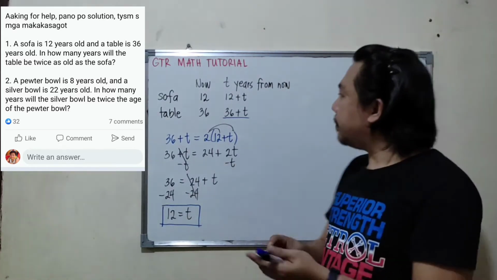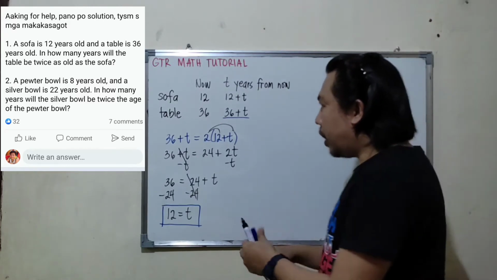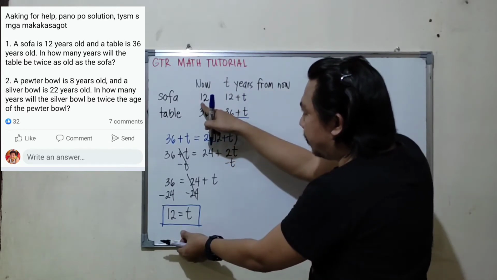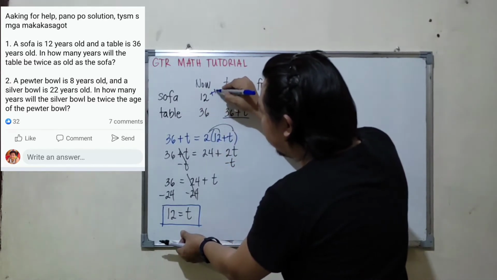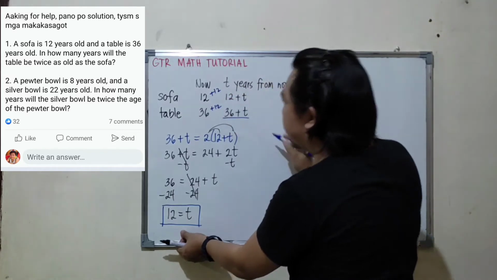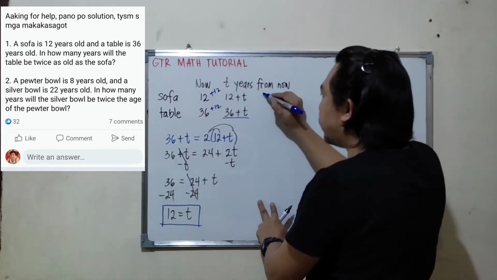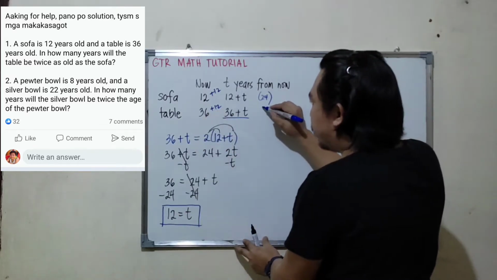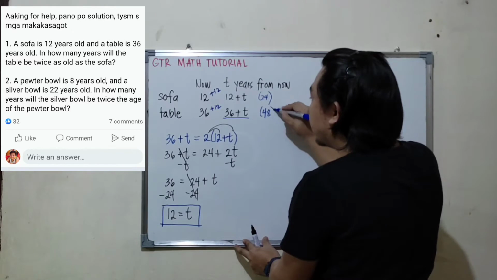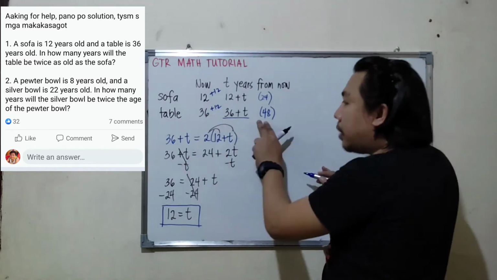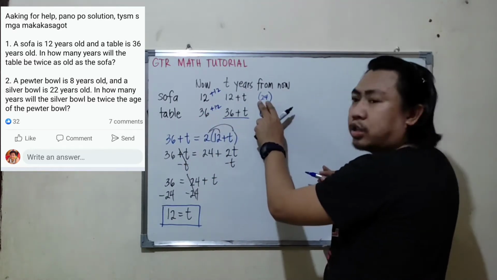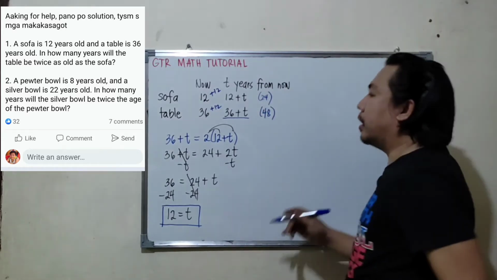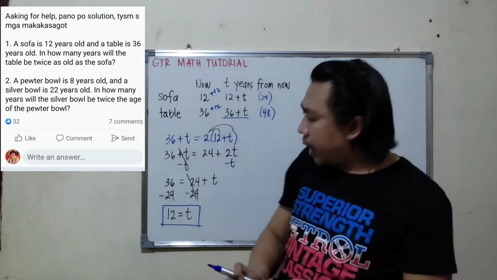Okay, so, check natin ha. Ang titaw natin ay 12 years. So, i-add lang natin ha. 12 plus 12, tsaka 36 plus 12. So, 12 plus 12, so 12 years from now, ito ay 24 na. And then, 36 plus 12, so ang table ay 48 na. Ayun, sakto. Di ba sakto? Ang table daw ay twice as old as the sofa. So, when we multiply 24 by 2, the answer is 48. Okay? So, sakto. Ang tamang sagot ay 12.